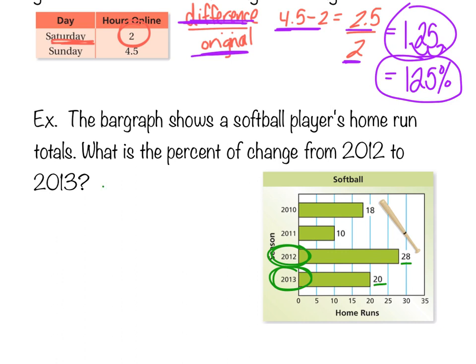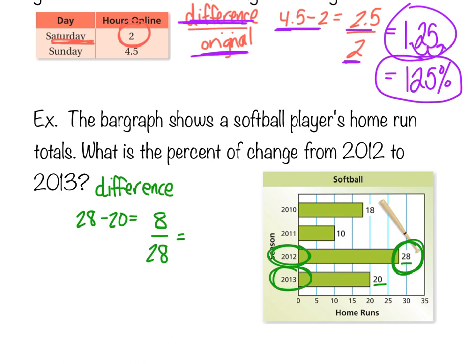So the first thing I do is I take the difference between those, which means to subtract. 28 minus 20 is going to be 8. Always take the bigger number first so we get a positive number there. The second thing I do is I put it over the original. The original number was 28. That was our 2012 number. And that gives me a fraction that I turn into a decimal and then into a percent.